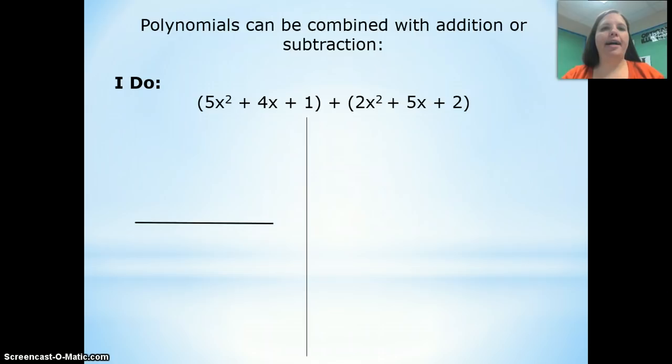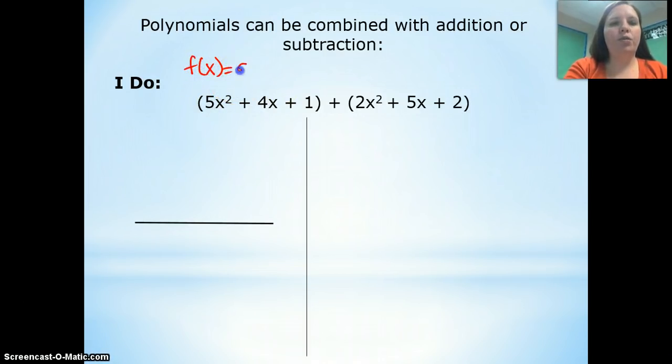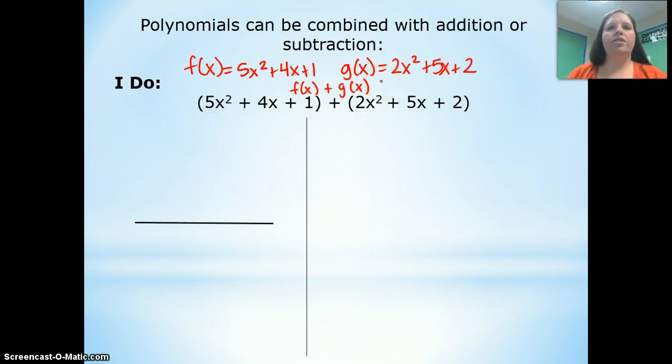So while we were adding and subtracting terms, you can also do polynomial addition or subtraction by taking entire polynomials and adding them together. What you might have seen for this particular problem might have started out as f of x equals 5x squared plus 4x plus 1. Maybe you have a second polynomial, g of x equals 2x squared plus 5x plus 2. And what we're asked to do is take f of x plus g of x. That's asking us to take the two polynomials and add them together.